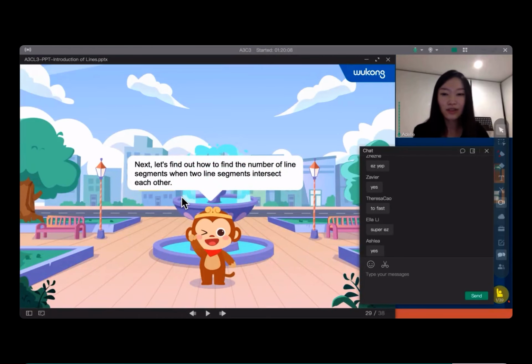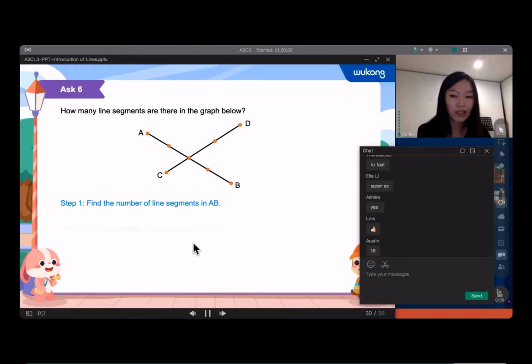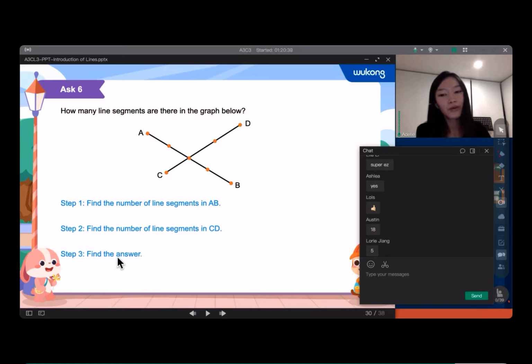Okay, next what we're gonna do is find out how to find the number of line segments when two line segments intersect each other. So how many line segments are there in the graph below? You can see we have two lines, right? We have the line AB and we have the line CD. What we're going to do first is find the number of line segments in AB. So again, we're going to look at them separately, okay? And then we're going to find the number of line segments in CD. And then we're going to find the total number, which will be our answer.